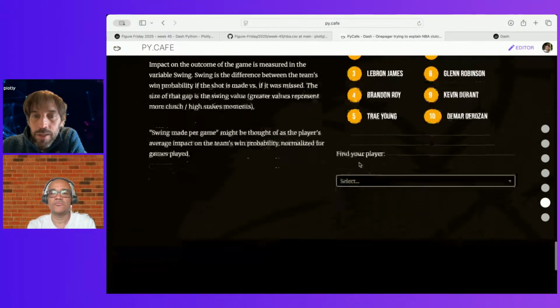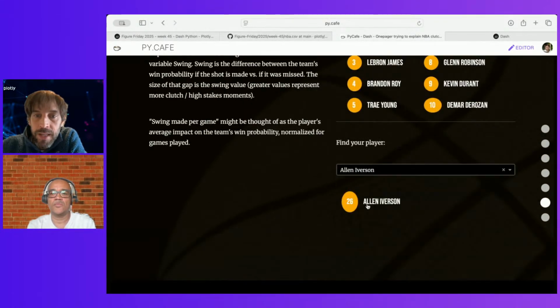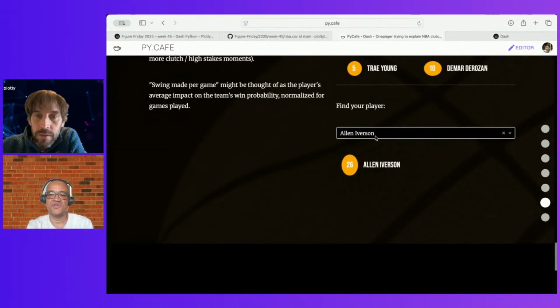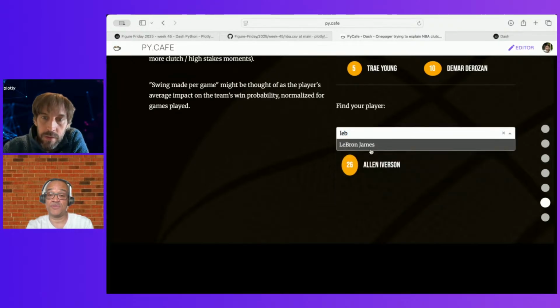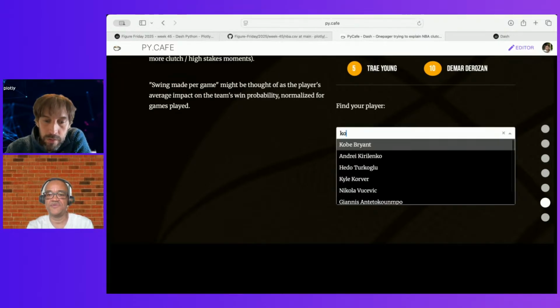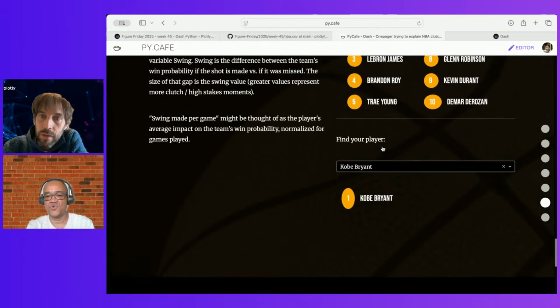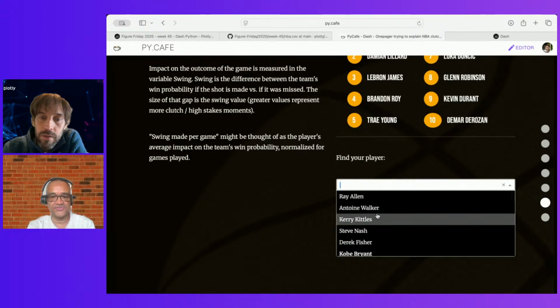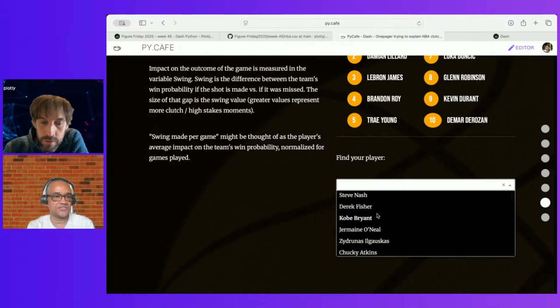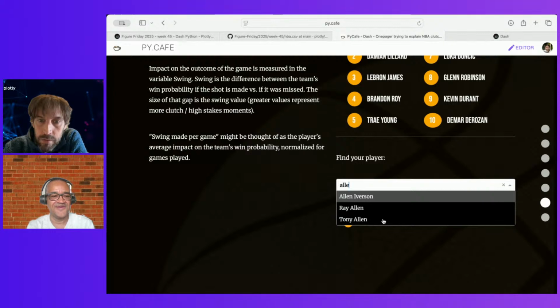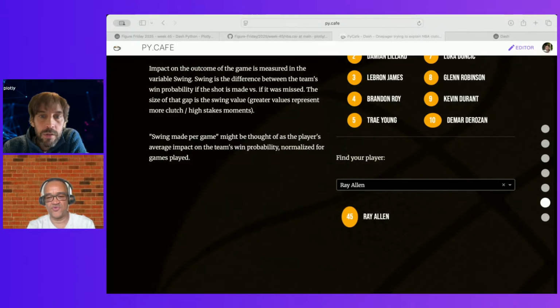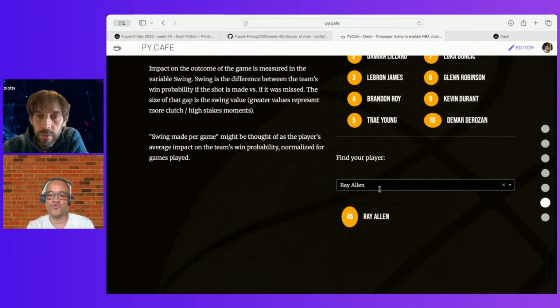Here she has a drop down to find a specific player. Let's say Allen Iverson, number 46, comparing with the top. Allen Iverson is a historic player, an NBA Hall of Famer. Do you remember Kobe? Did you follow Allen Iverson, Ray Allen, Steve Nash, Derek Fisher, all of them? Marcus Camby? Do you remember Jason Kidd as well? Yeah, he was good. First he was a player and then he was a coach.